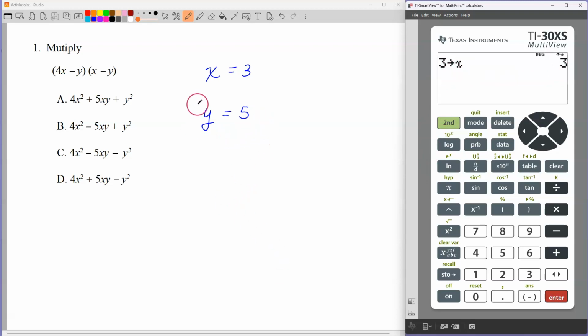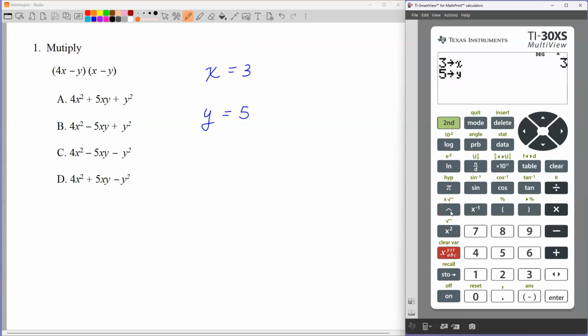Now, the next thing I want to do is store 5 in for y. So I'm going to hit 5. I'm going to hit storage right here. And now I want to assign the 5 with the y. Now watch what happens here. Careful. When you hit this button the first time, it gives you an x again. I don't want an x. So hit it again. Just hit this again, and it turns to a y.